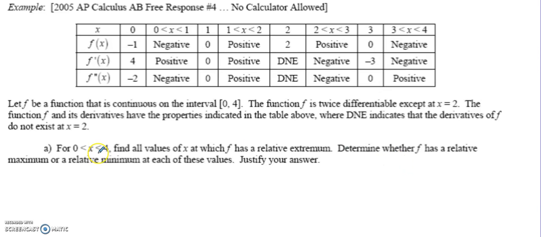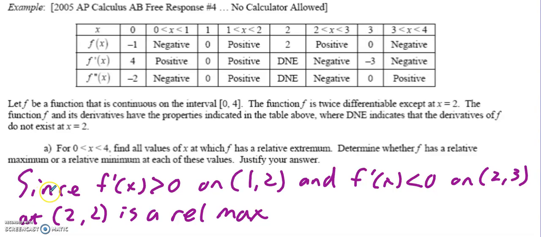Determine whether f has a relative maximum or relative minimum at each of these values, and justify your answer. So pause the video, do that, unpause when you're ready to check. Here we just have one relative maximum, and that's going to be when x is 2, and then the y value conveniently is also 2. So we can say since f prime of x is greater than 0 on 1 to 2, and f prime of x is less than 0 on 2 to 3, at 2, 2 is a relative max.